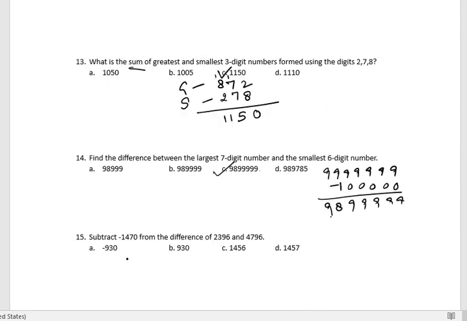Subtract minus 1470 from the difference of this and this. There are 3 digits given to you, so don't get confused. It is multi-step question, so focus. So first of all we have to find the difference of this and this. It means we have to subtract 2, 3, 9, 6. So it is 2, 3, 9, 6 minus 4, 7, 9, 6.